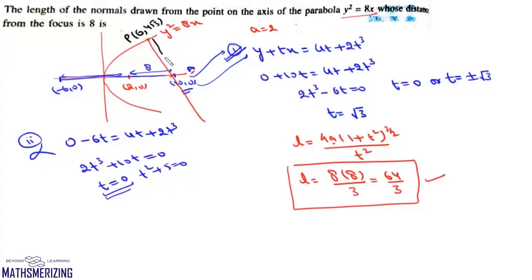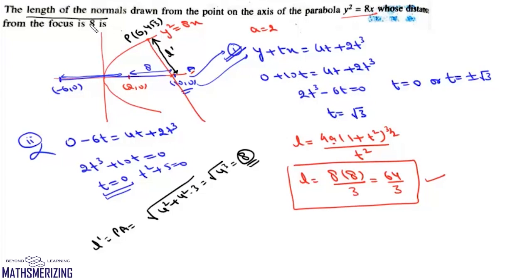Now we'll find this length, which is L dash, which is PA. So this length will be square root of 4 square plus 4 square into 3. So there'll be under root of 4 cube, under root 64, which is 8. And that is the answer to this question. So rather than asking for this distance PA, they actually wrote in the question length of the normal, which is indeed incorrect, because length of the normal in this case should be 64 by 3 and not 8. 8 is the distance of this foot of normal from this point.